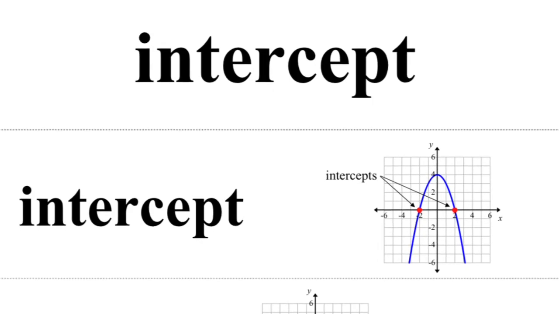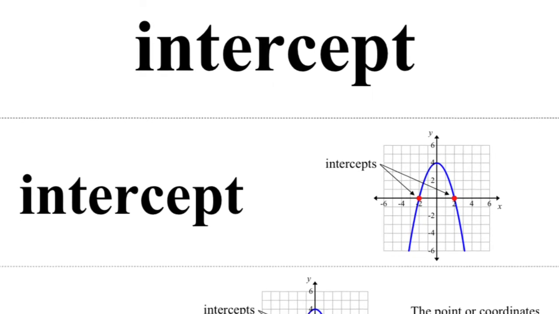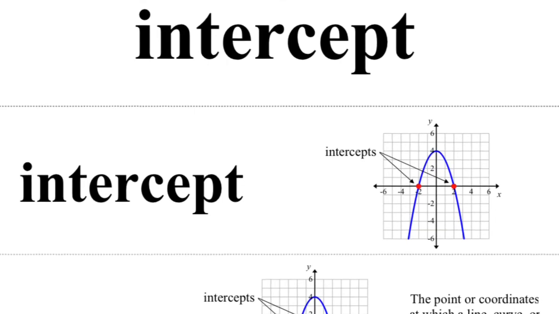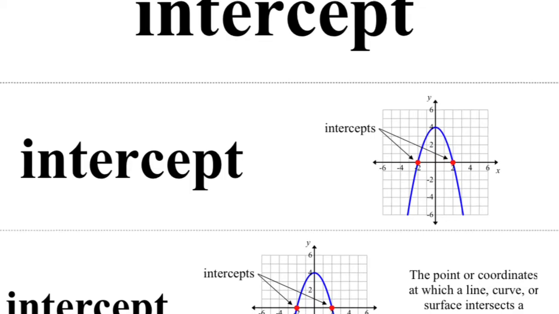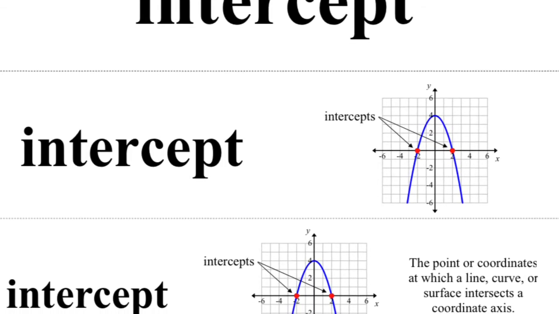An intercept is created when two lines cross each other. Usually in 8th grade, an intercept is represented by a line going through the x-axis or the y-axis.